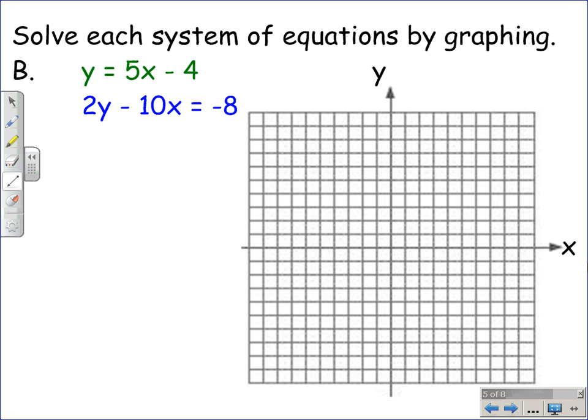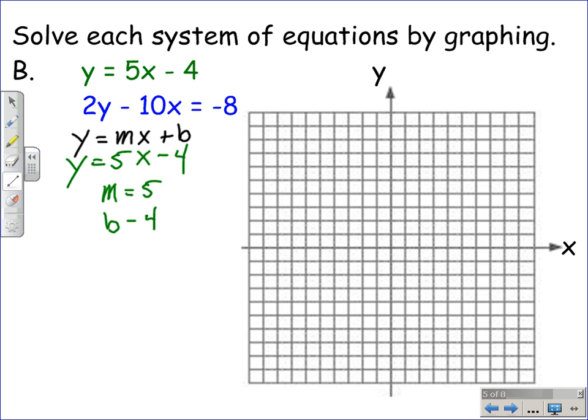Moving on to example B, if we take a look at the green equation, y equals 5x minus 4, it's in that slope-intercept form, so we can use the slope and the y-intercept. The slope of the green equation is 5, and the y-intercept is negative 4.